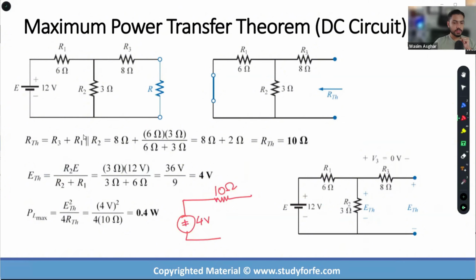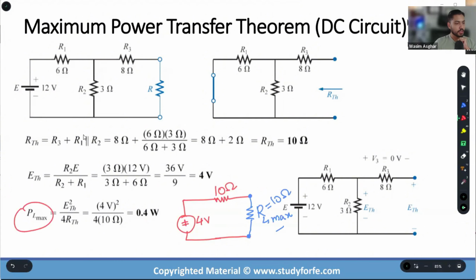This is 4 volts. And now the resistor that I'm going to connect in between, my RL, let's call it max, we know that this has to be 10 ohms, and the power that will be delivered to it can simply be calculated using this equation. It's as simple as that.